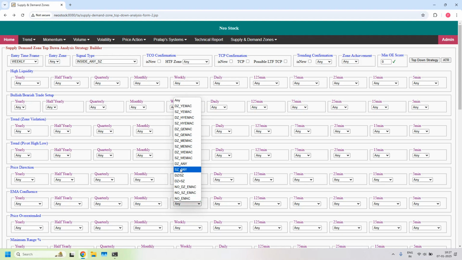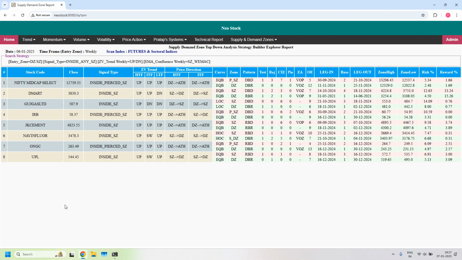Weekly supply zone having weekly EMA Confluence, and the trend on weekly time frame should not be sideways. It can be up or down trend. So 8 stocks. In these 8 stocks, few PR-SID zones also there. So those who want to use PR-SID strategies, they can use these stocks.